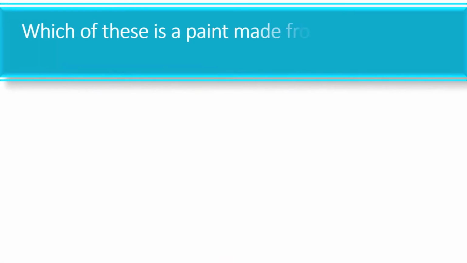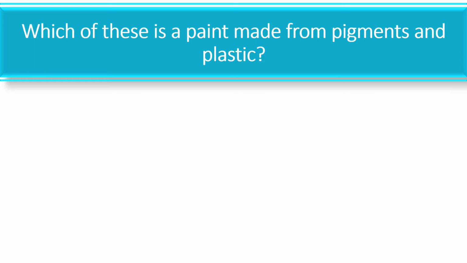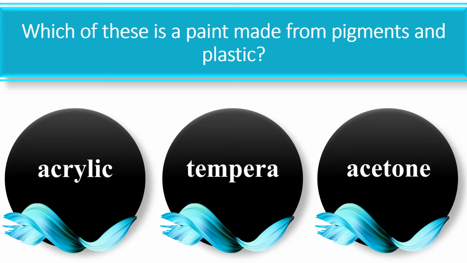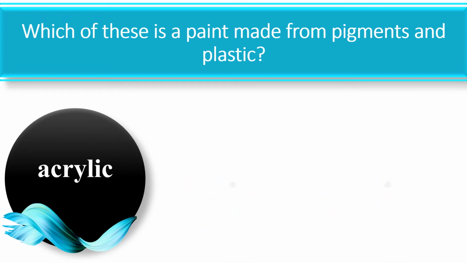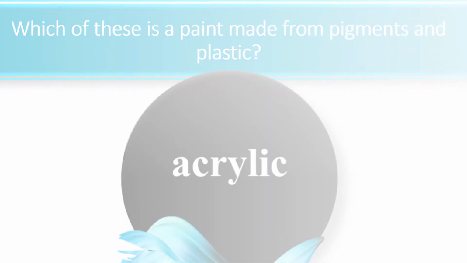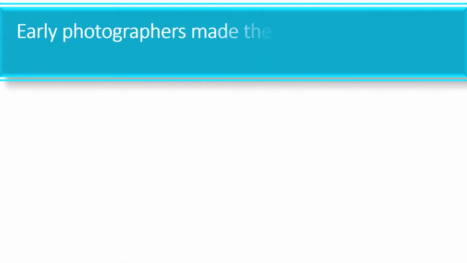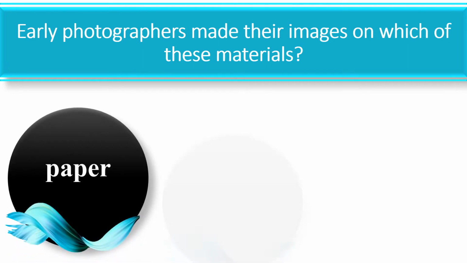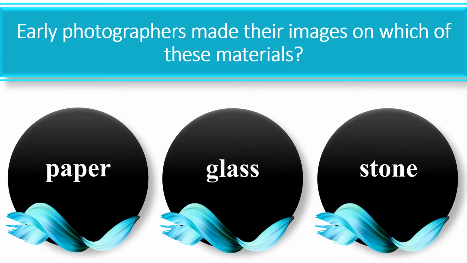Which of these is a paint made from pigments and plastic? Acrylic, tempera, acetone. Acrylic. Early photographers made their images on which of these materials? Paper, glass, stone. Glass.